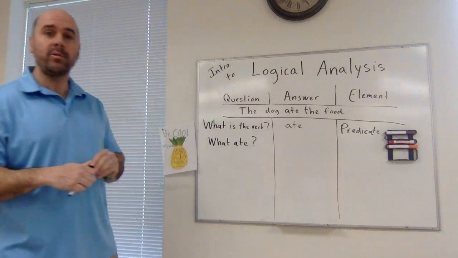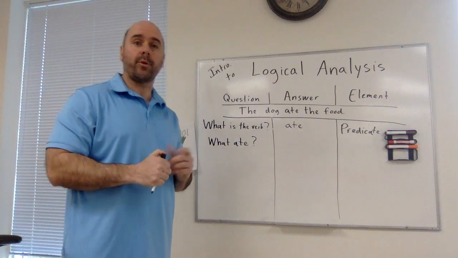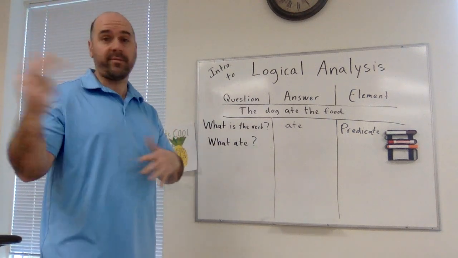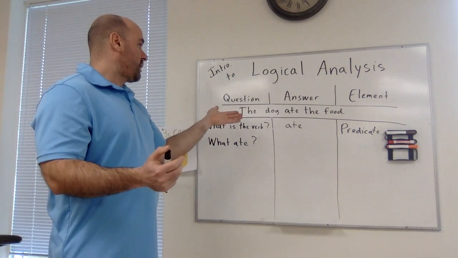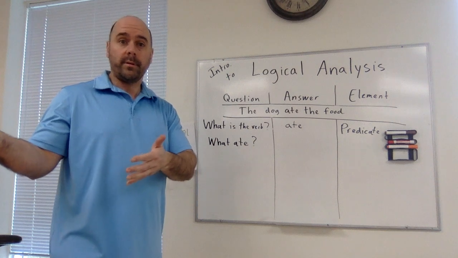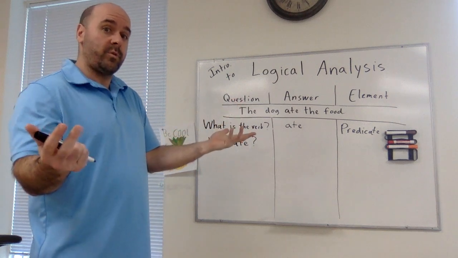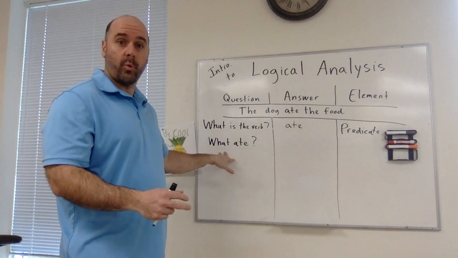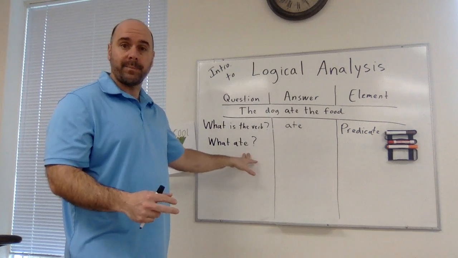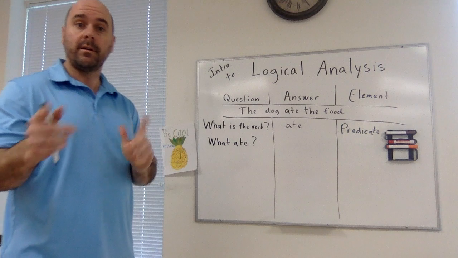What ate? Now, I'm using the neuter interrogative pronoun here because we don't know if this is a male dog or a female dog. We have no idea. If this was Coco ate the food, and we know that Coco is a boy dog, we might say who ate. But typically with animals, we use the neuter, what. So what ate? And the answer is dog.